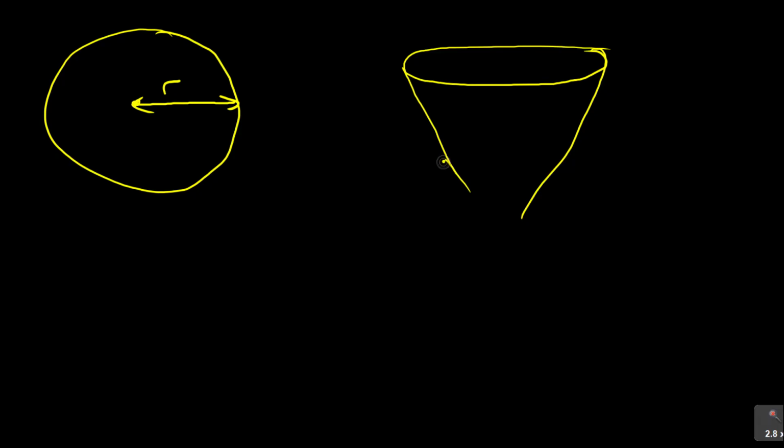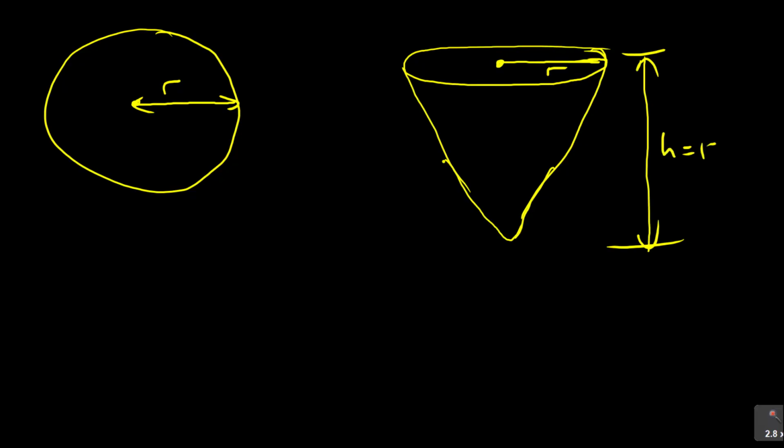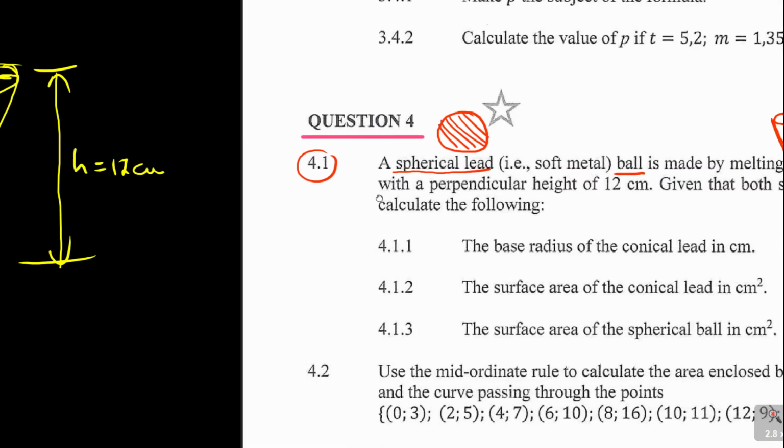So we've got this, which has got a radius, and then we also have a conical flask like this, and we are also told that it has got the same radius, so it's r. But we are also given other information here. It says the perpendicular height they gave us here, height was equal to what? 12 centimeters. And I see, is it centimeters or meters?